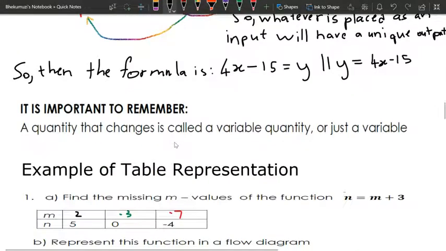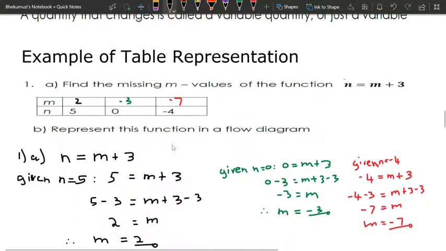Okay, then we have an example of the table representation. So in this case, they would say maybe find the missing m values of the function n is equal to m plus 3. And as I had said, it doesn't necessarily mean that they'll always use x and y to signify the input and the output. In this case, they used n and m. So how do we find our m?